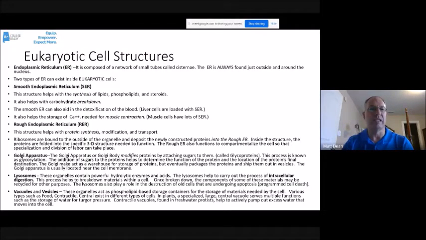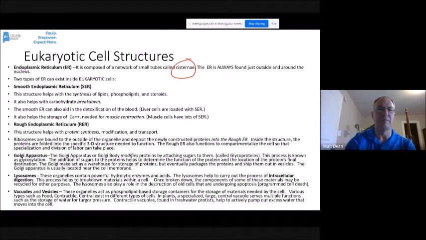So let's talk about the endoplasmic reticulum, the ER. It's essentially composed of a network of small membranous tubes. They're called cisternae. I don't really think you need to know that term, but know they're made of small membranous tubes. It's always found just outside and around the nucleus. There are 2 types in eukaryotes. There's the smooth. It's smooth because it doesn't have ribosomes on its surface.